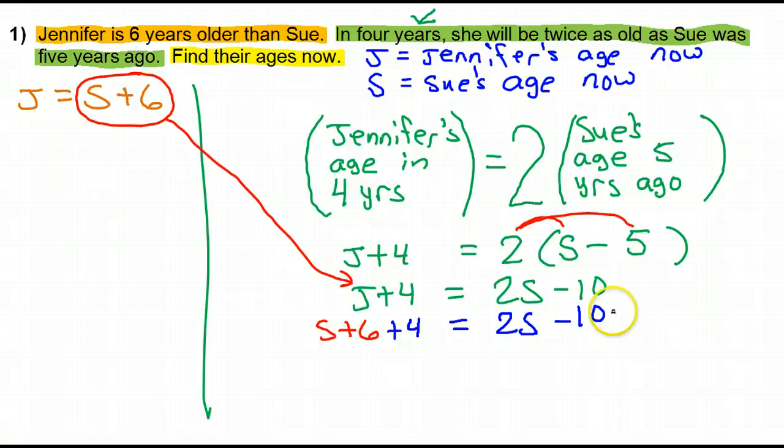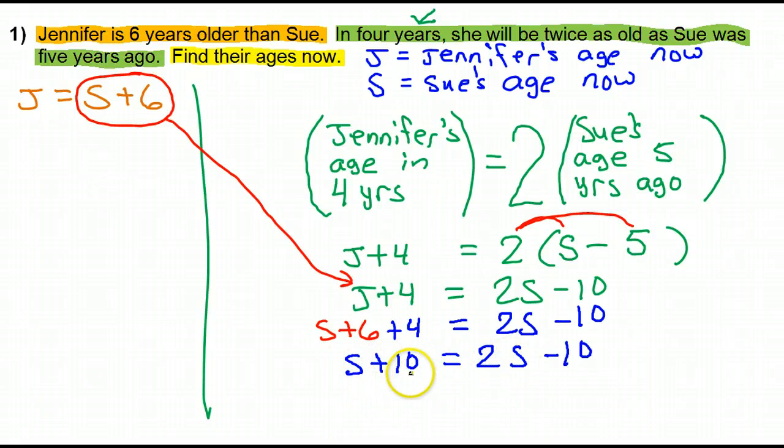Now this has all S's, so I should be able to just solve this. No problem. So this is going to make S plus 10 is equal to 2S minus 10. Now, notice how I have S on both sides of the equation. Anytime I have the same variable on both sides of the equation, I need to get rid of one of them, and often by subtraction. So I either need to move this S over to the right or move this 2S over to the left.